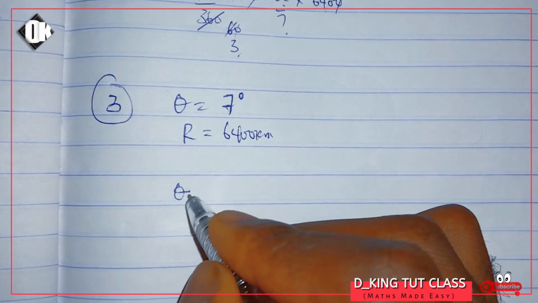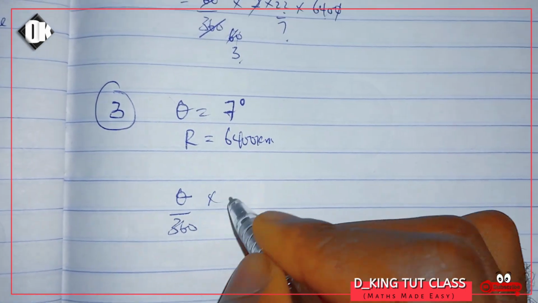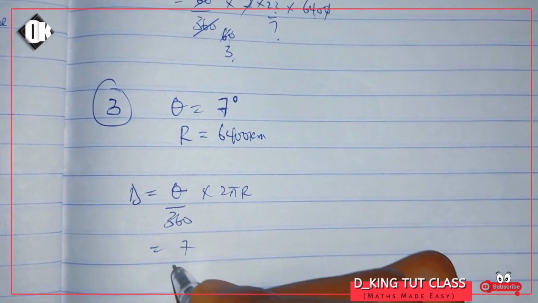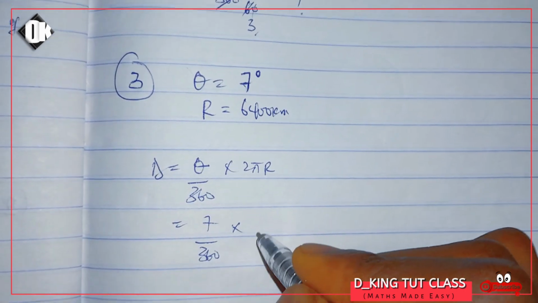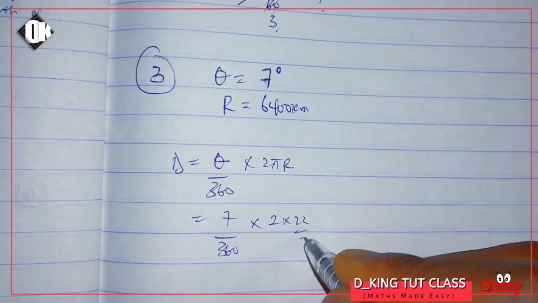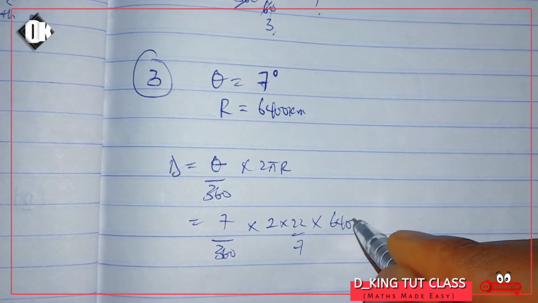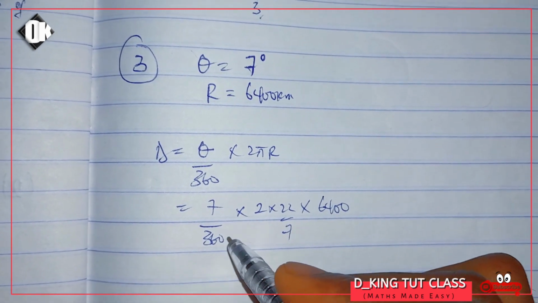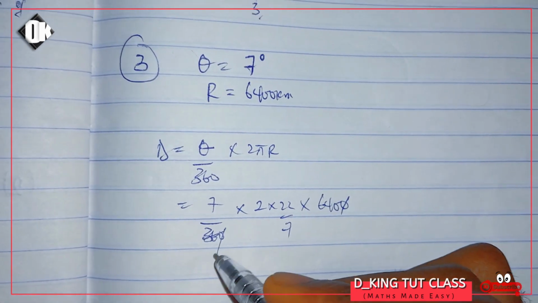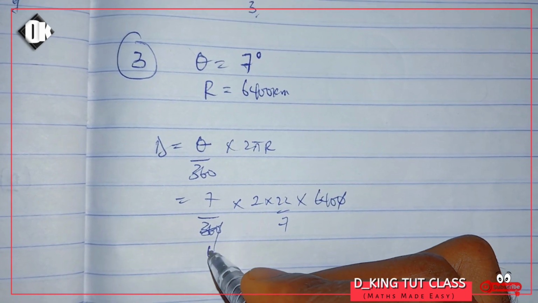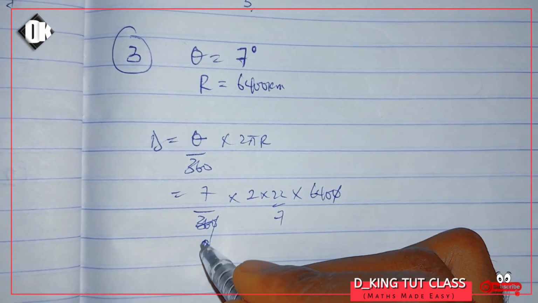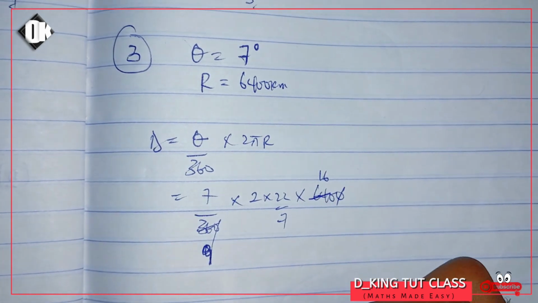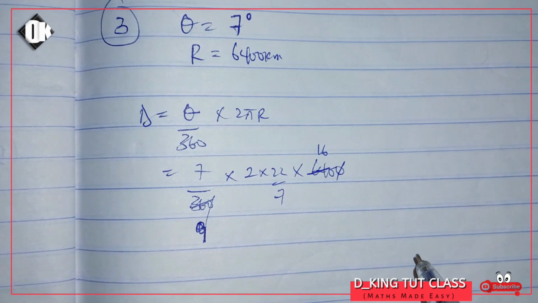In this case, it means my theta over 360 times 2 pi r now becomes 7 over 360 times 2 times 22 over 7 times 6,400. The same thing goes here. 0 cancels 0. 4 here is 9, 4 here is 16. So from here you can now solve and get your final answer.